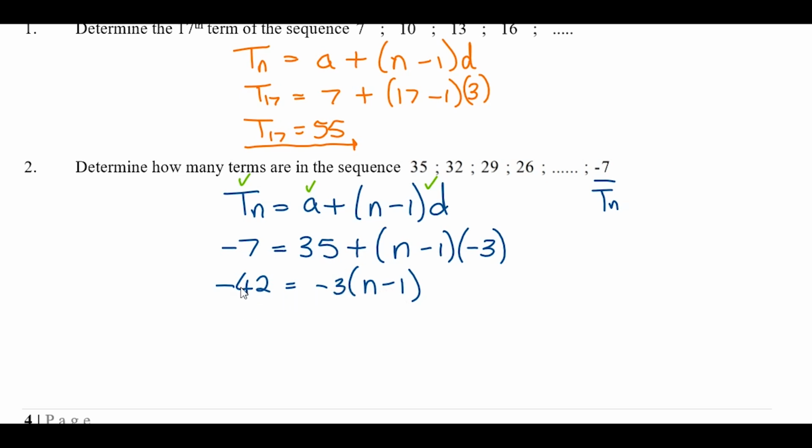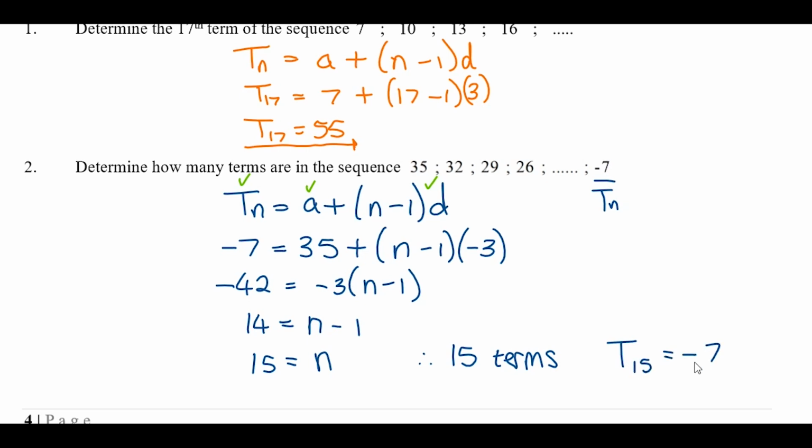When we divide -42 by -3, we get positive 14. That's an integer idea. Remember, negative divided by negative is a positive. Positive 14 is n minus 1. The last thing I'm going to do to solve this equation is add 1 to both sides. So in fact, n is 15. All right. So therefore, there are 15 terms. And in fact, this term over here is -7. So T15 is -7, the 15th term.